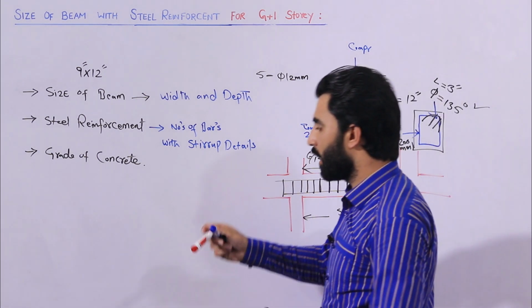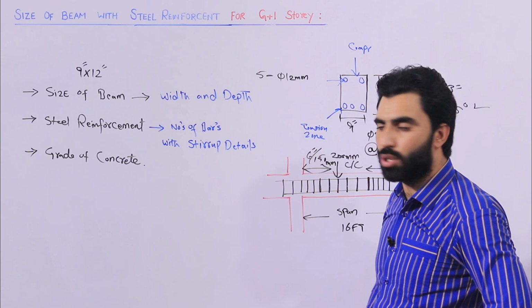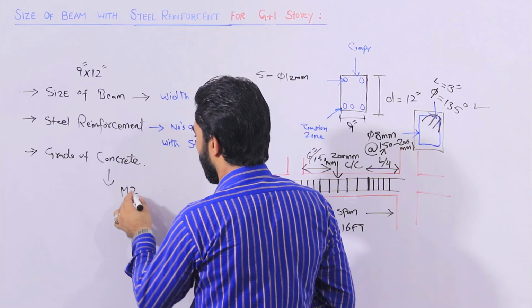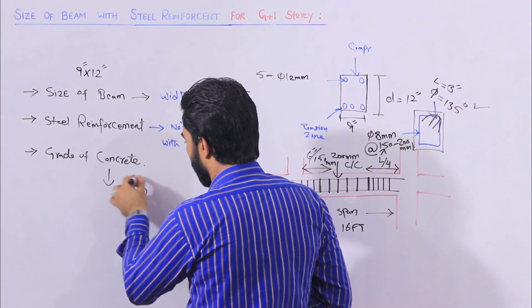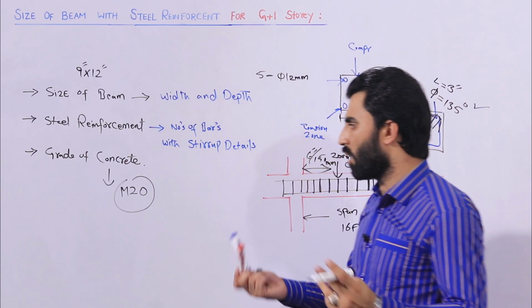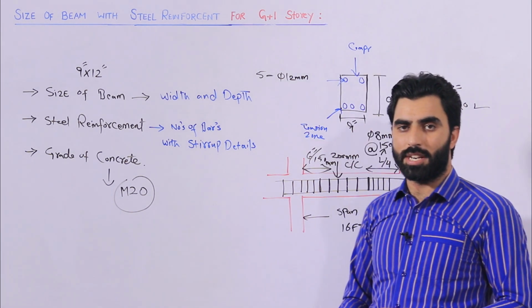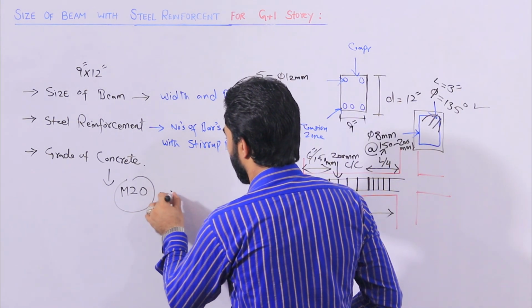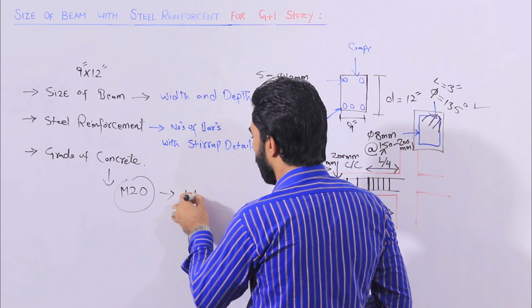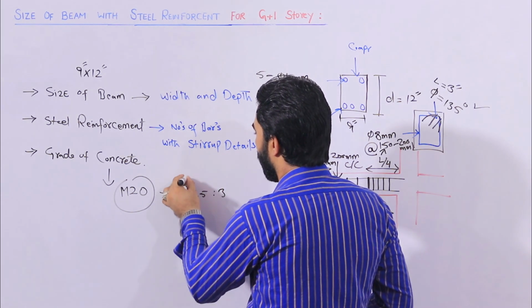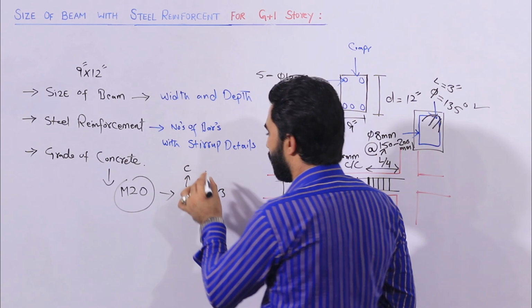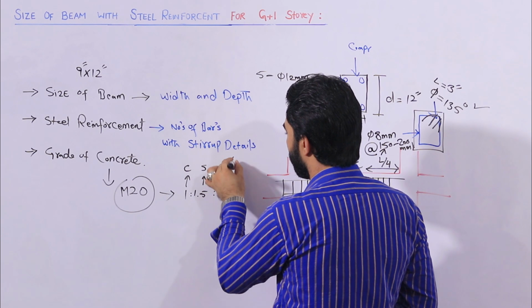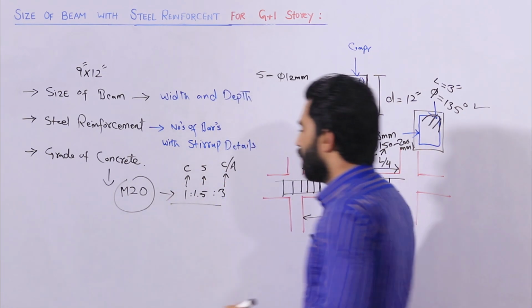Next, you can see here the grade of concrete. For G+1 story, you can use the grade of concrete M20. As I discussed in many videos, what is M? M stands for mix, and 20 is the characteristic strength of concrete in 28 days. Therefore the M20 grade of concrete is 1:1.5:3, where 1 part is cement, 1.5 parts are sand and 3 parts are crush or aggregate. So this is the grade of concrete.